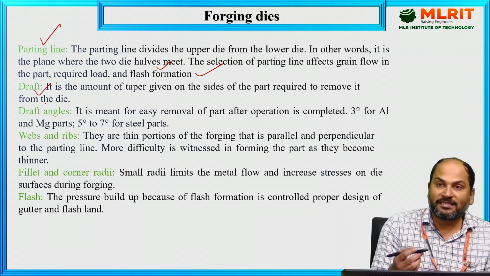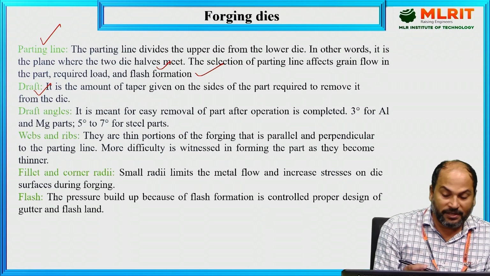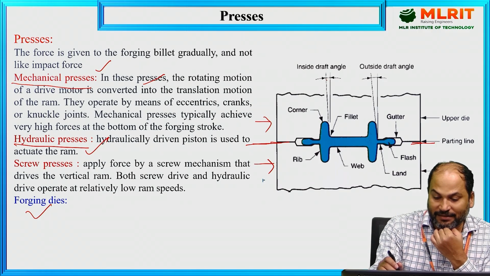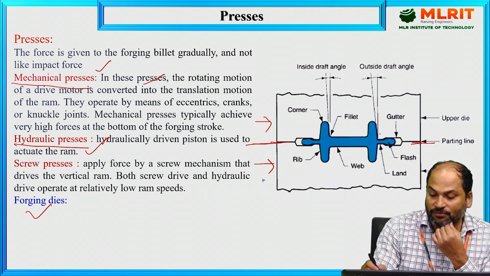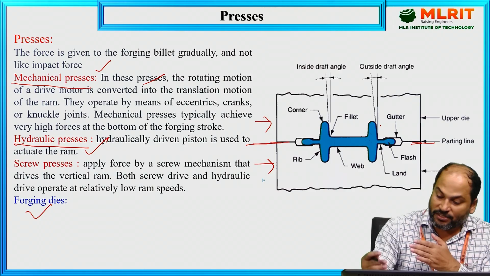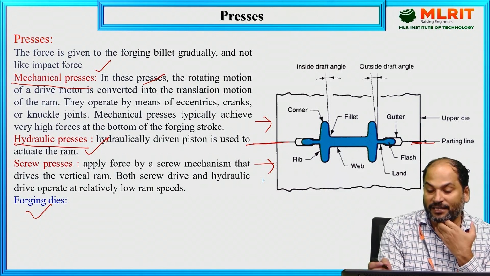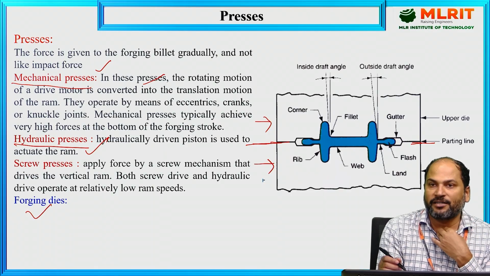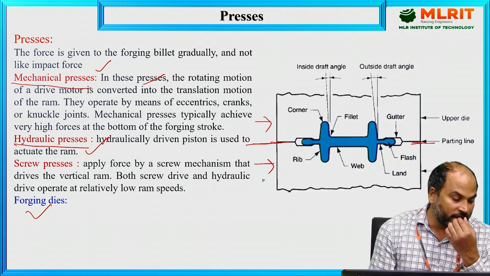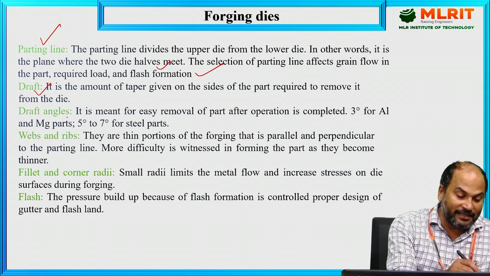Draft is an angle, meaning some slight tilting from the vertical. We can see from the diagram. Just see here, this is the inside tilt, a small angle. Here this is the outside tilt. If you see carefully, this is slightly tilted in the backward direction, and this one is slightly tilted in the forward direction. The draft is provided so that once the forging is completed, the forged product can easily be taken out from the die. Next one is die angle.